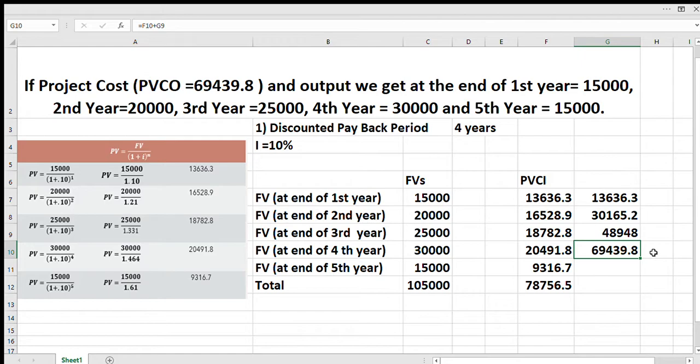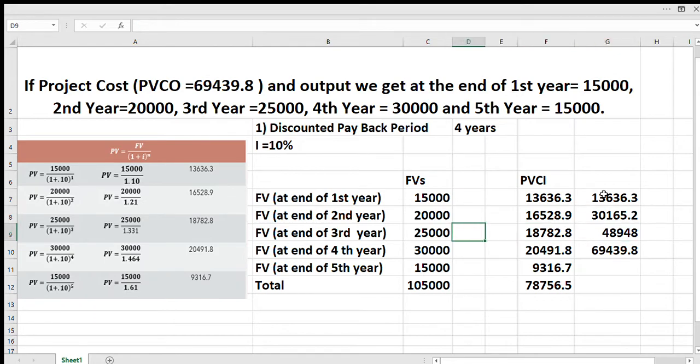So we can say that our discounted payback period is 4 years. How do we come to know that the discounted payback period is 4 years? Because we found that in the first year we get not 15,000, we are getting 13,000, because this is the discounted value. We are getting 20,000, but here we get 16,000. When we make the summation, it will be 30,165.